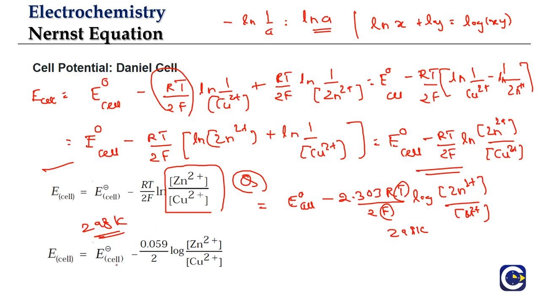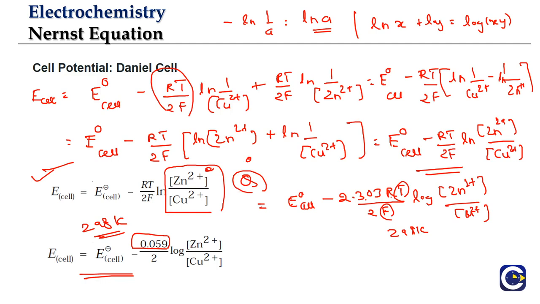So E cell will be equal to E naught cell minus 0.059. The 0.059 comes when we multiply 2.303 with the value of R, 8.314, and temperature 298, and divide this by F. F is the Faraday constant, which is 96,500 coulombs. When we do all of it, we will get this form. So in general, we will use E cell is equal to E naught cell minus RT by 2F ln zinc 2 plus ions by copper 2 plus ions concentration. This term inside the natural logarithm is nothing but the reaction quotient for the cell reaction. That is how we will easily remember it.